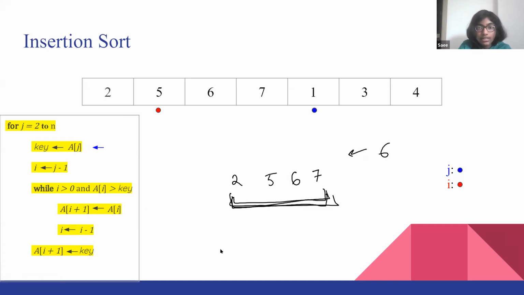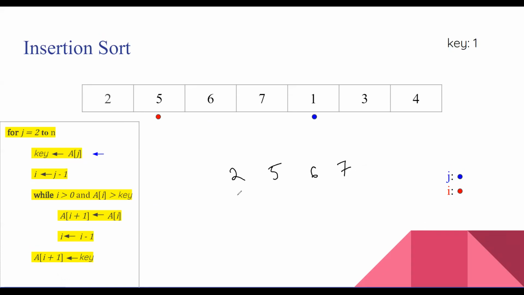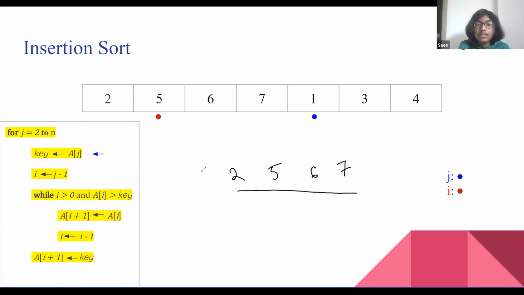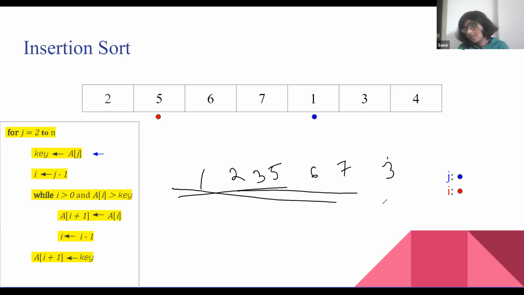Now, when we try to insert 1, will it get inserted properly? Yes, because 2, 5, 6, 7 is nicely sorted. So 1 will get inserted nicely, which means the first 5 elements are nicely sorted. Now, since the first 5 elements are sorted, the next element that comes in will also get nicely sorted. Since the first 6 elements are sorted, the next element that comes in will too.